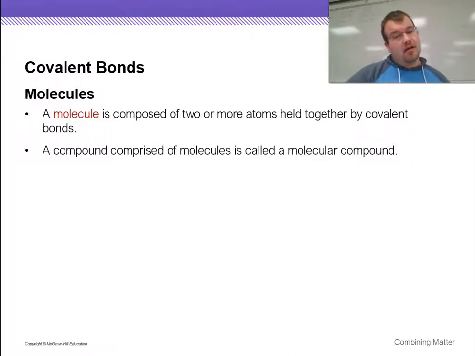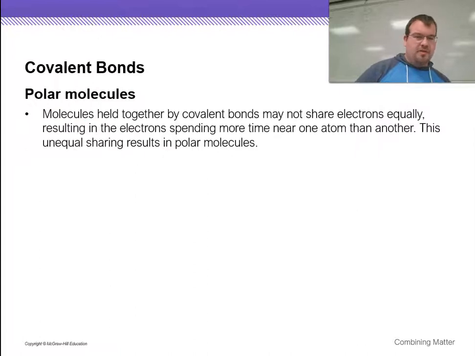Within this, covalent bonds build what we call molecules, and all a molecule is, is two or more atoms held together by covalent bonds. A compound comprised of molecules is called a molecular compound. Learning some terminology here will help you your 11th grade year if you decide to take my chemistry class.